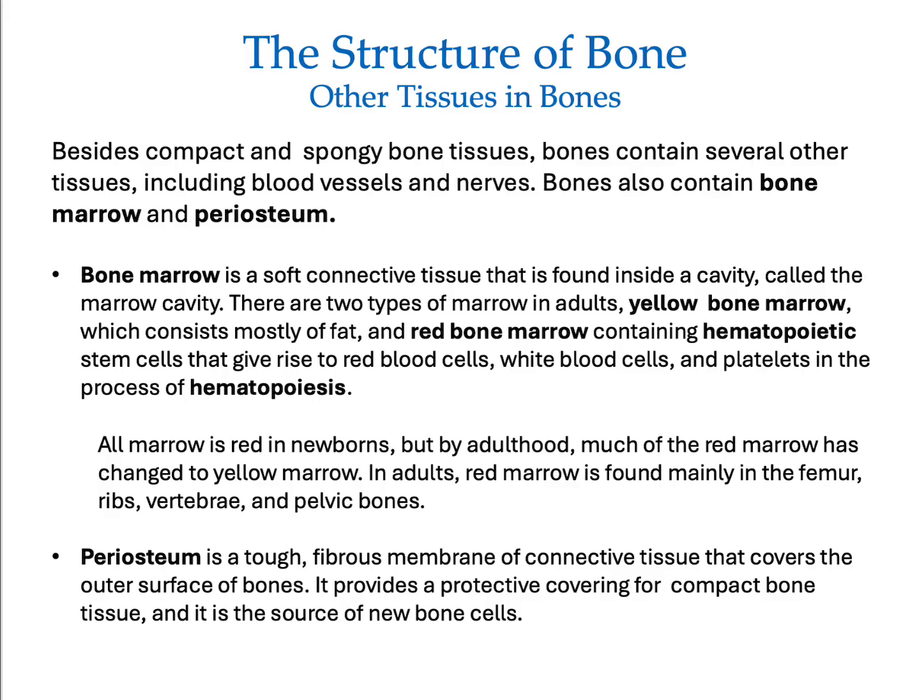Periosteum is a tough, fibrous membrane of connective tissue that covers the outer surface of bones. It provides a protective covering for compact bone tissue and is the source of new bone cells.